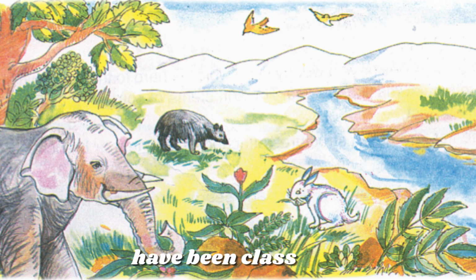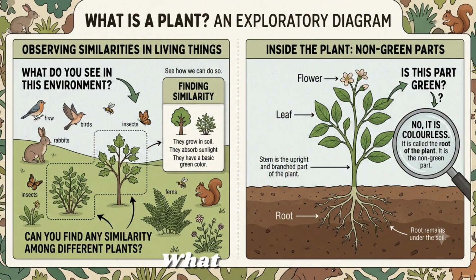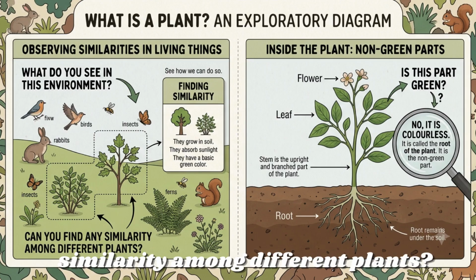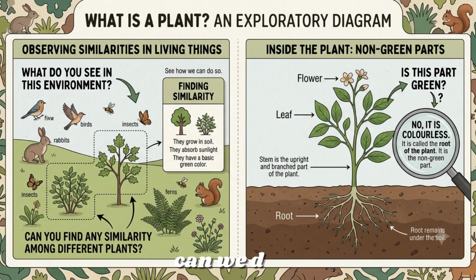All living things have been classified into two groups, plants and animals. Let us study about them in detail. Look at the following picture. What do you see in it? Can you see some plants and animals in it? Can you find any similarity among different plants? Let us see, how can we do so?